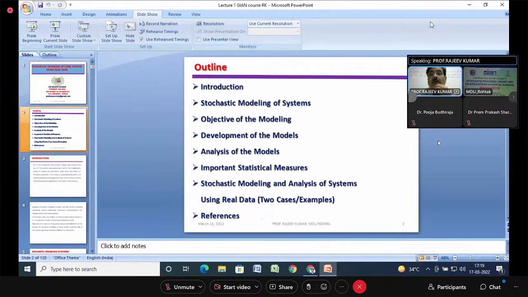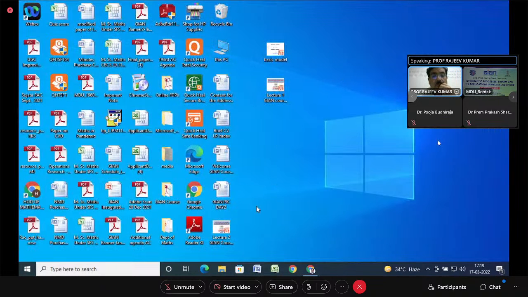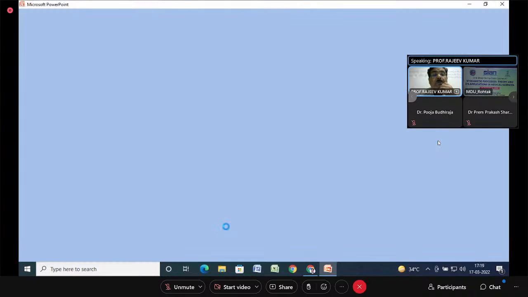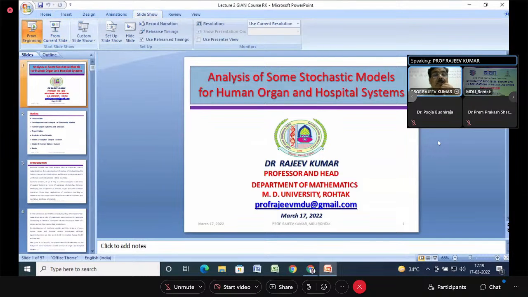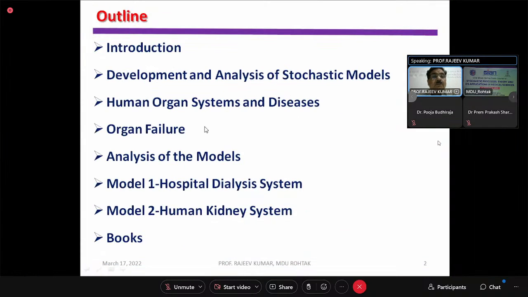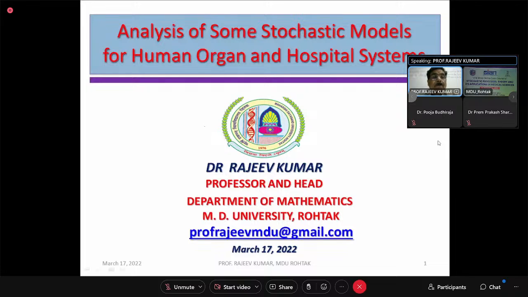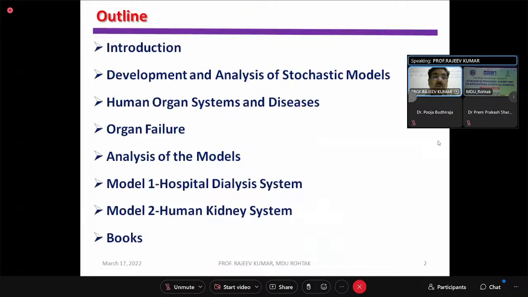Today, I'm going to take up another situation where we can have another model which is related to the medical systems, medical science. So I will take two such examples for that. So my lecture is on the topic of analysis of stochastic model for human organ and hospital systems.